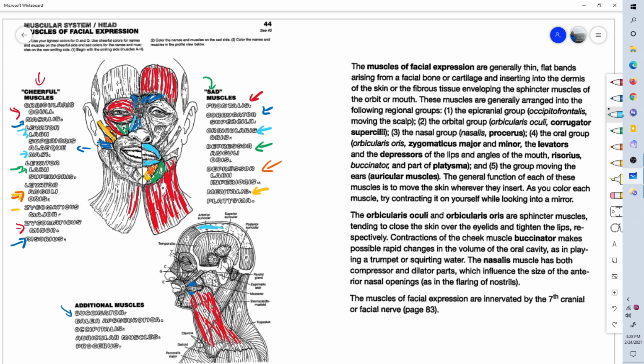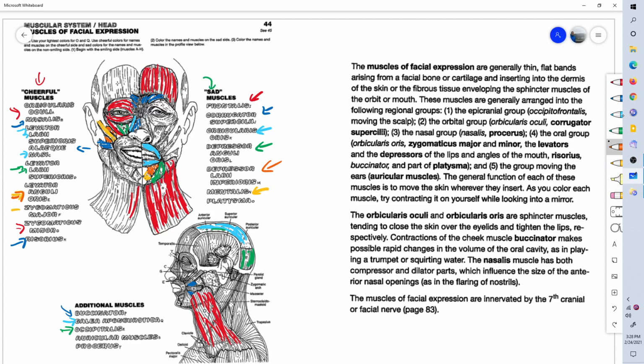Galea aponeurotica has this aponeurosis, like a big long tendon on the top of your skull, and it's attached to the occipitalis muscle, which is the muscle overlying the back of the skull, and also attaching to the frontalis muscle, dealing with the expressions of surprise and raising the eyebrows, etc. And that's the occipitalis on the back.